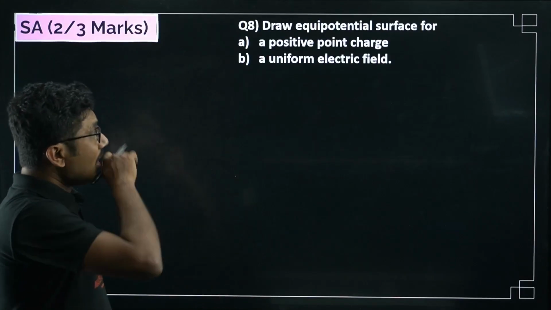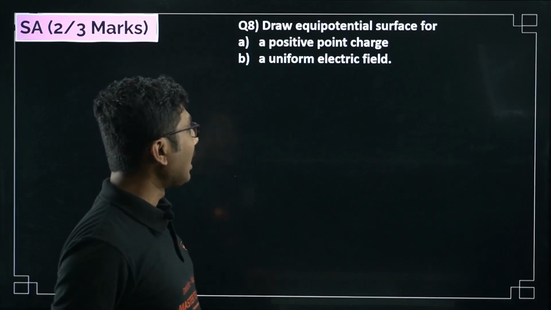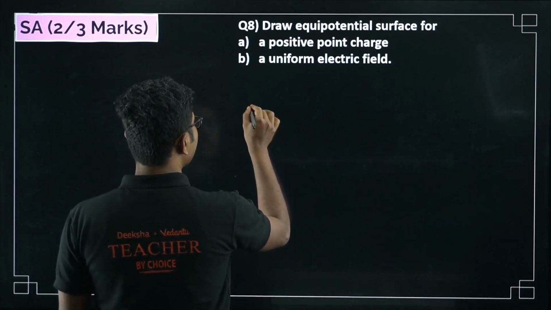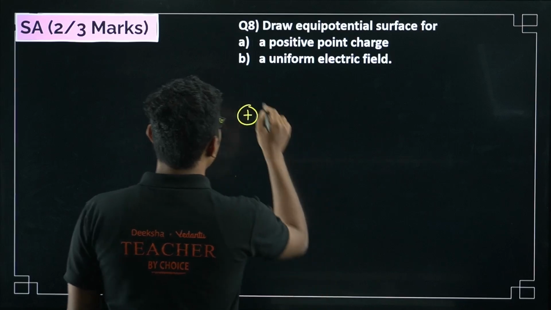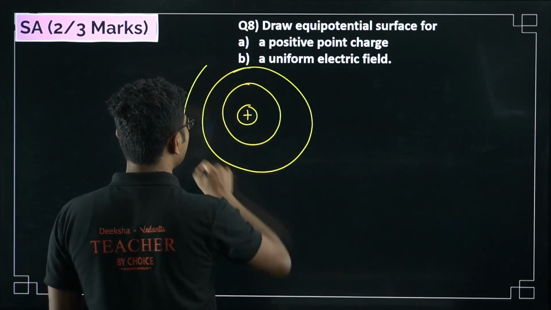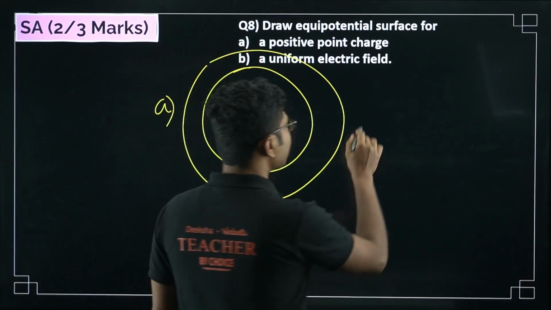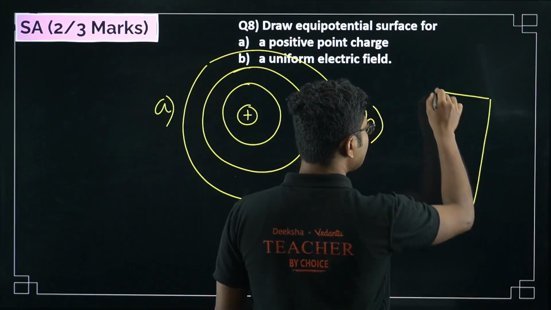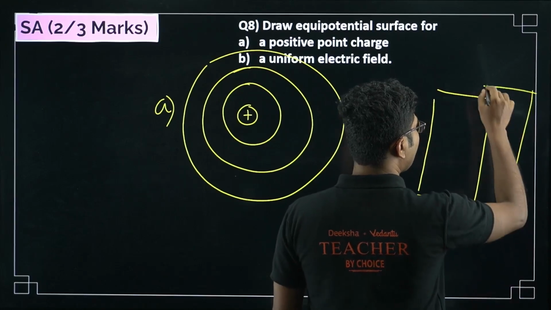Now draw equipotential surface for a positive point charge and a uniform electric field. This is one of the previous year questions. So for a positive point charge, it will be like that, spherical surface. This is answer A. And for answer B, constant electric field or uniform electric field, we know that they are planes. So you have to draw the planes parallel to each other.